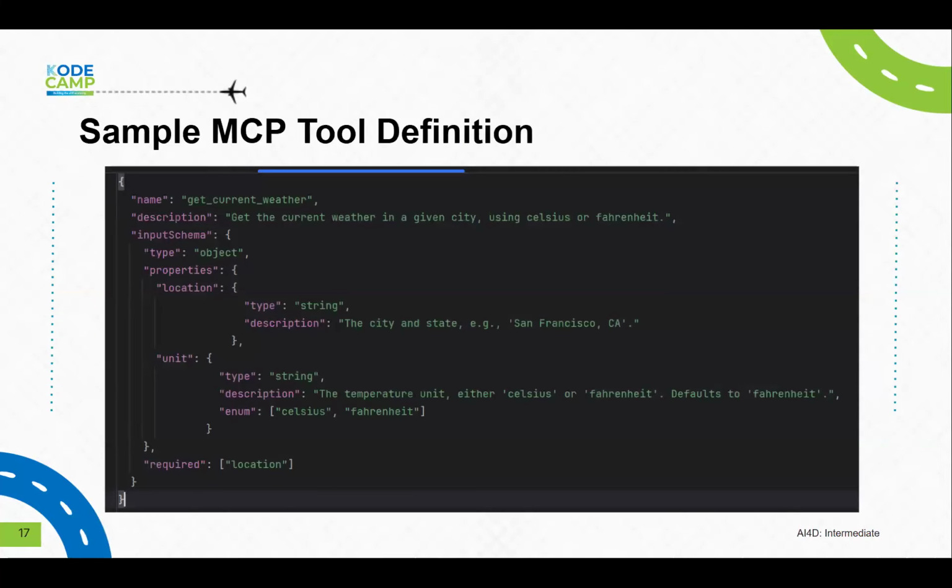All right, well, here's a sample definition of an MCP tool. The schema here includes the name of the tool, its description, and its inputs.